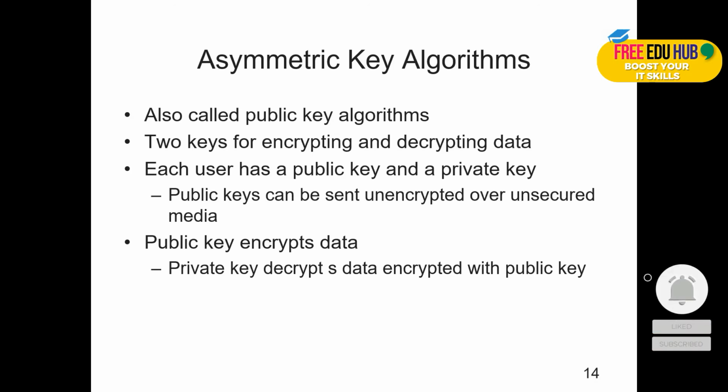Now we have the asymmetric key algorithm, also called a public key algorithm. Two keys are required in order to encrypt and decrypt the data. Each user has a public key and a private key, which we are using these days. For example, again they gave an example in the book of Alice and Bob. Now, if Alice would like to encrypt a document, she would require the public key of Bob. The public key is available to everyone. You can share your public key with anyone.